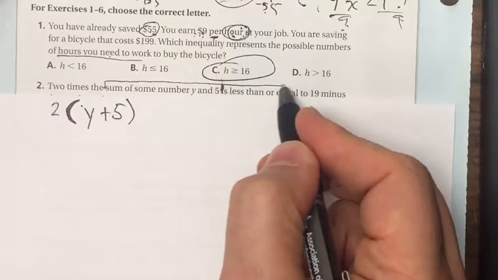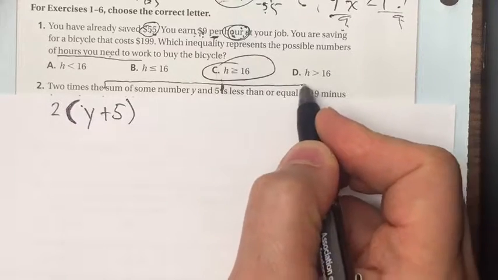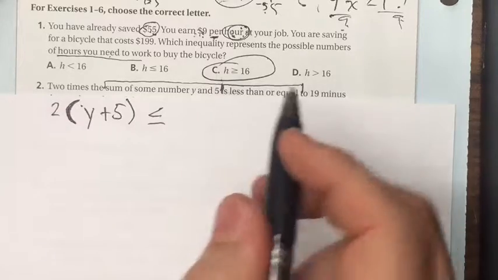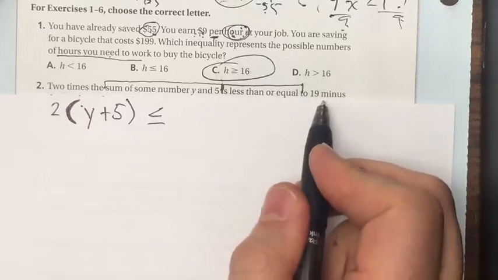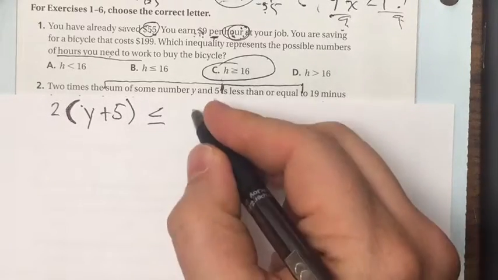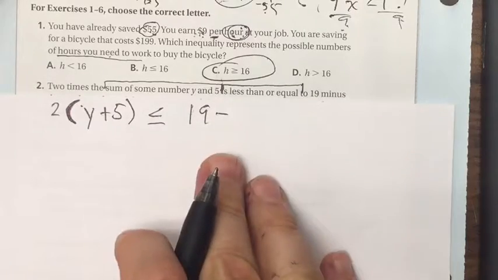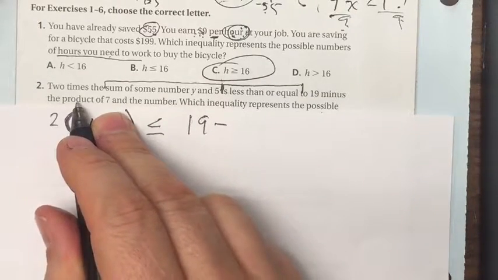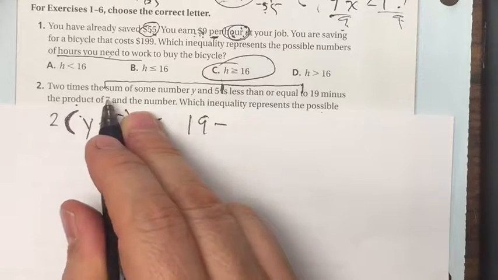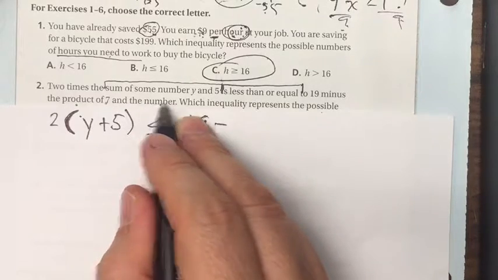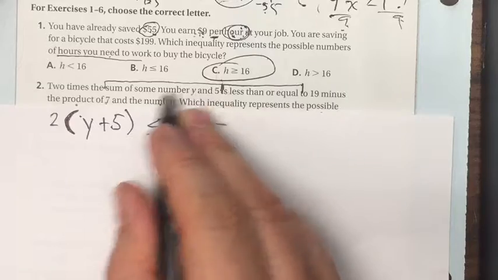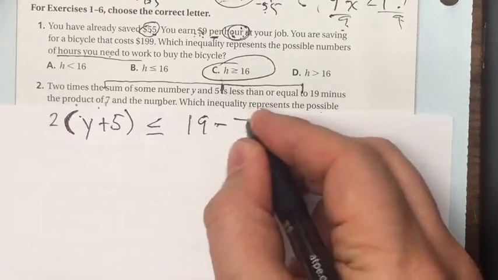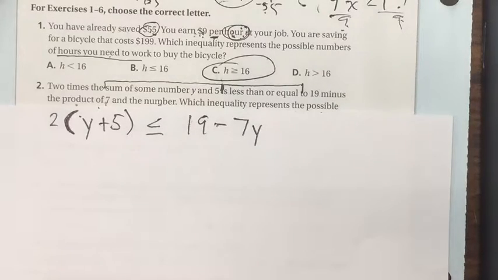That's a little chunk, right? Is less than or equal to. Less than or equal to. There you go. What is it less than or equal to? 19 minus the product. What does product mean? Multiply. The product of 7 and the number. What number? The y number, the same number. The product of 7y. So minus the product of 7y.